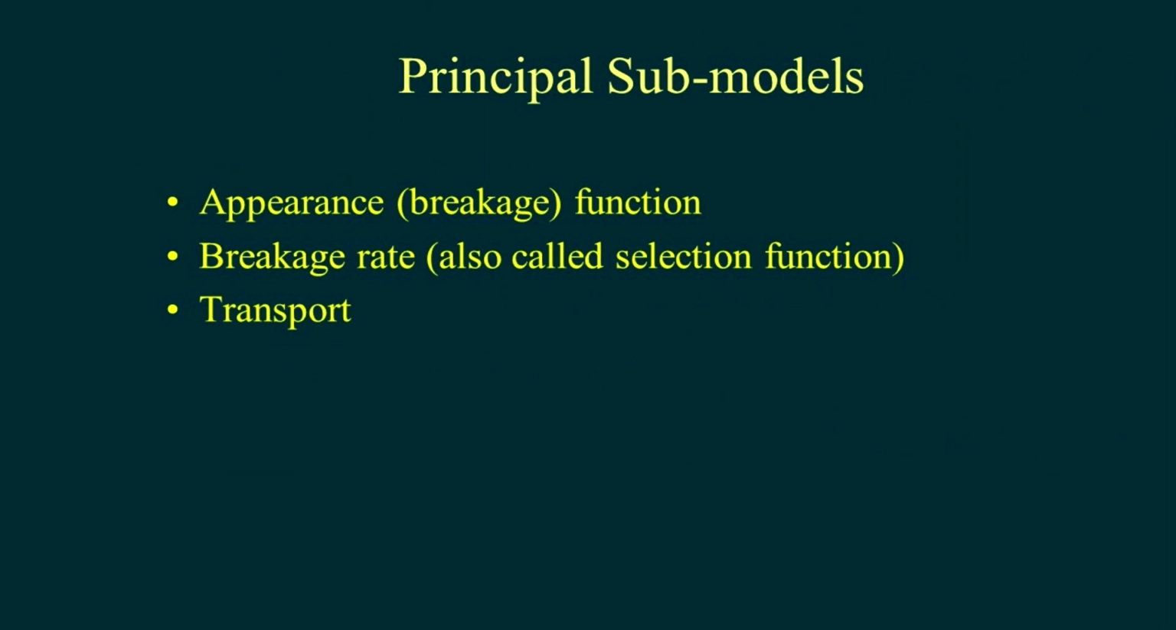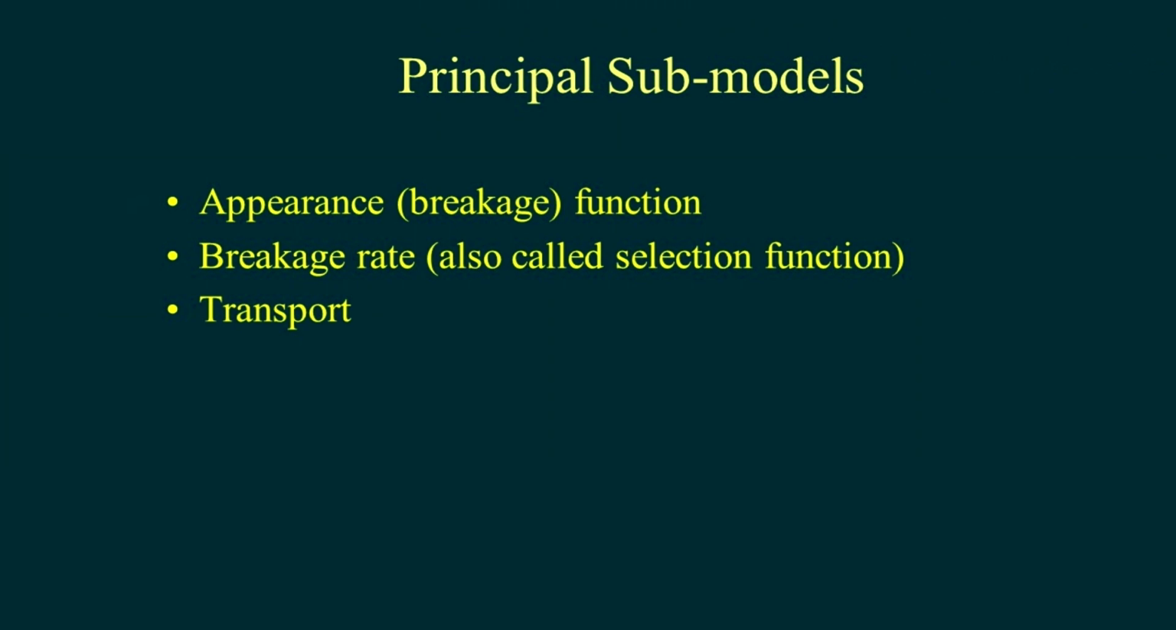The principal submodels are the appearance function. You've got to give it that. The breakage rate. You've got to give it that. The transport function. Well, I've just shown you the function, but you've got to also give the parameters in that transport function. So as a modeler, that's what you would be faced with if you wanted to develop, for example, an AG or SAG-mill model.